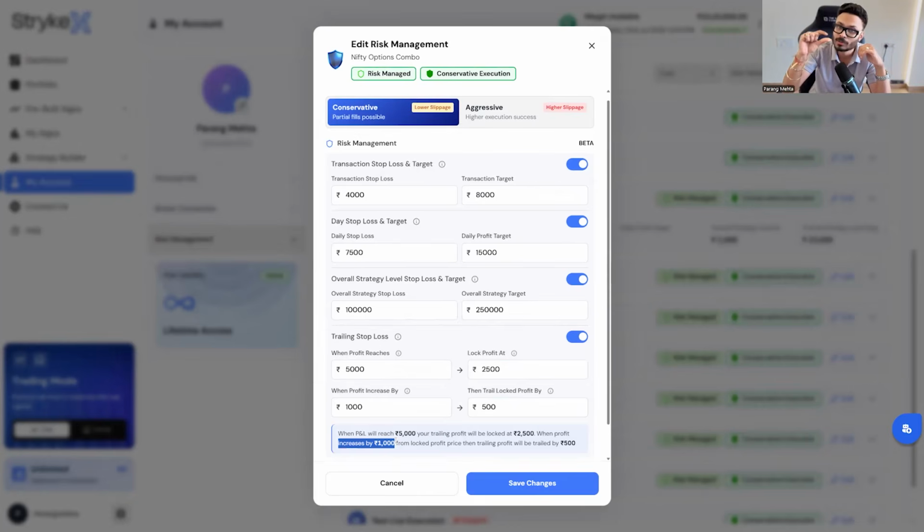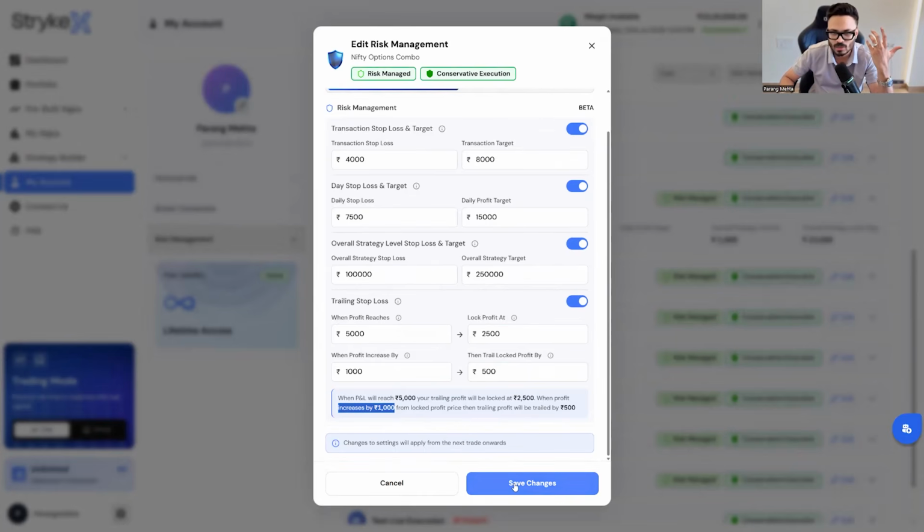But what if your PNL goes from 5,000 to 6,000? In that case, because your PNL increased by 1,000 rupees, we have increased your locked profit amount from 2,500 to 3,000. Then if your PNL goes from 6,000 to 7,000, we will make your locked PNL amount from 3,000 to 3,500. So every 1,000 rupees your profit increases, we will keep trailing your stop loss by 500 rupees. So this is something that you can do. And once you're done, you can click on save changes.